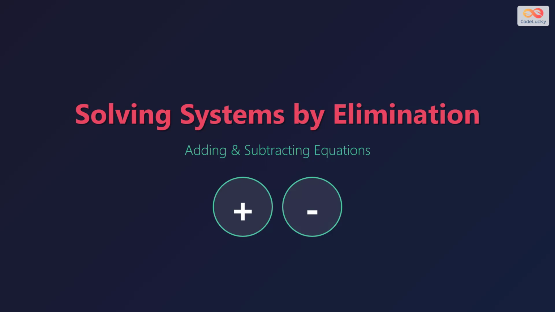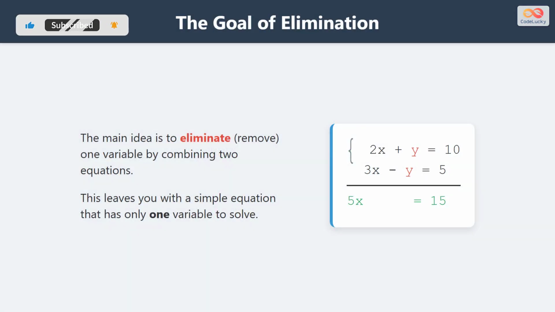Welcome. In this video, we will learn how to solve systems of linear equations using the elimination method. Specifically, we will focus on adding and subtracting equations. The primary goal of this method is to eliminate, or get rid of, one of the variables. By combining two equations together, we can create a new, simpler equation that only has one variable, which is much easier to solve.